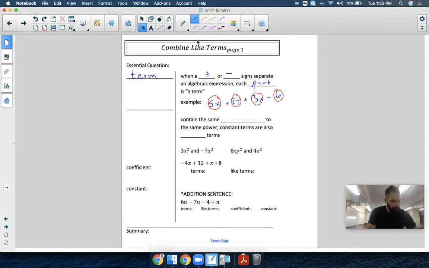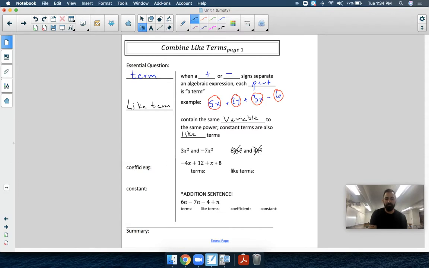Our next term that we're going to talk about is like terms. We just had terms, and now we're going to talk about like terms. Like terms contain the same variable to the same power. Constant terms are also like terms. So like terms, this says 3x squared and negative 7x squared. Same variable, x and x, same power, 2 to 2. That's a like term. Over here, 8xy squared and 4x squared are not like terms. They do not have the same variables with the same power, so they are not like terms.